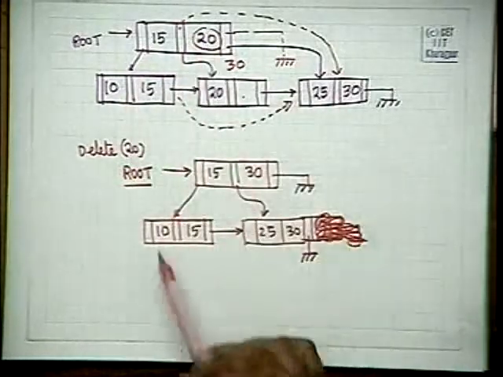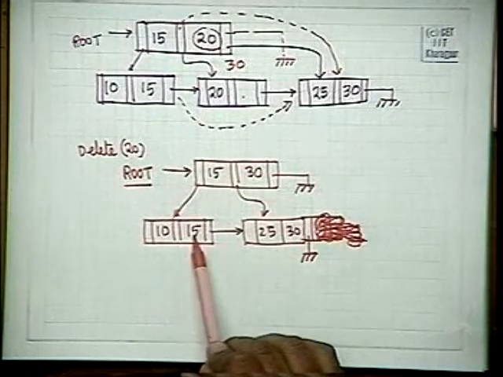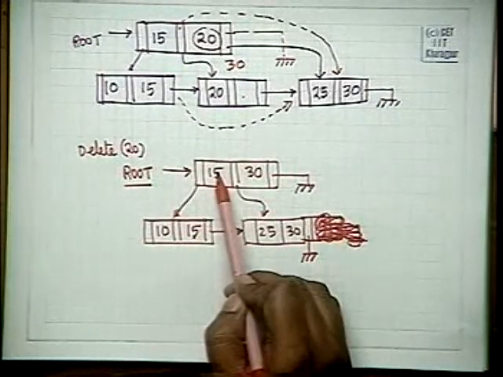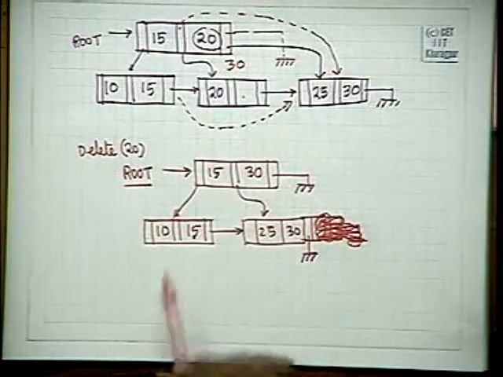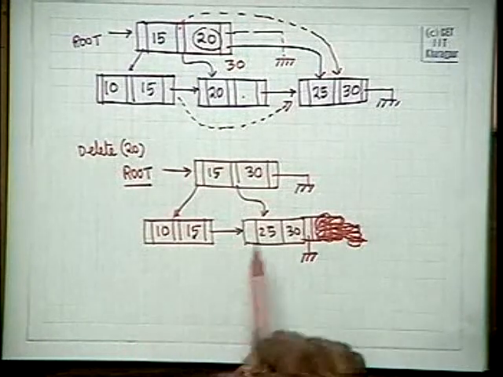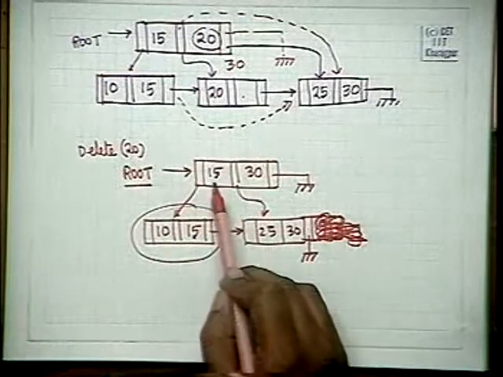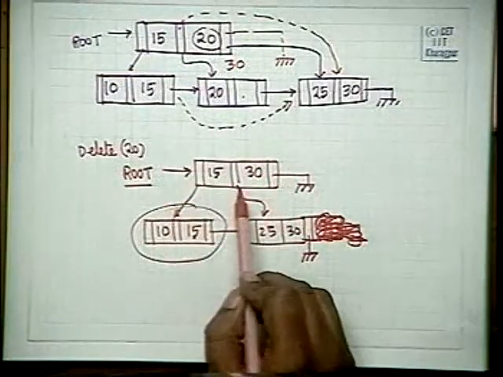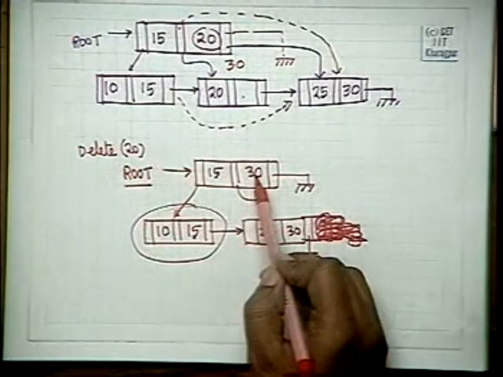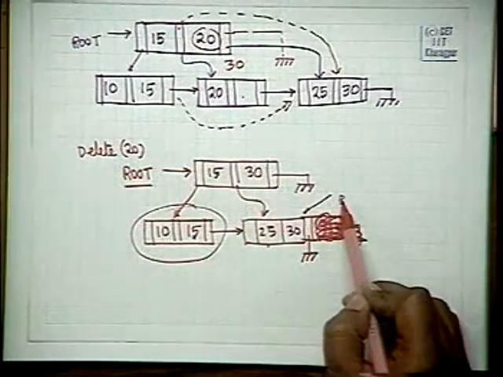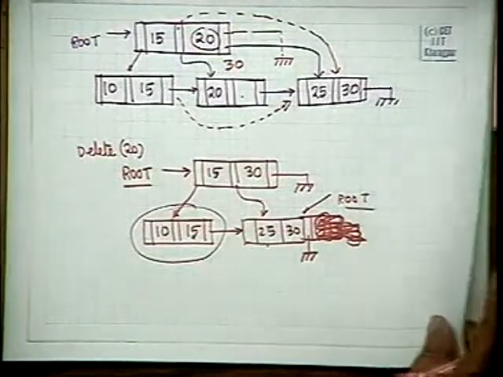This was the structure, now this will be the structure when you delete 20. Now suppose here you delete 15, it's fine, this will become 10. If you delete 10 and 15 both, then this one has only one pointer. Now this is not allowed. There is only one leaf node, so you need not have any root, this will become the root. Let us see this in slightly more detail.